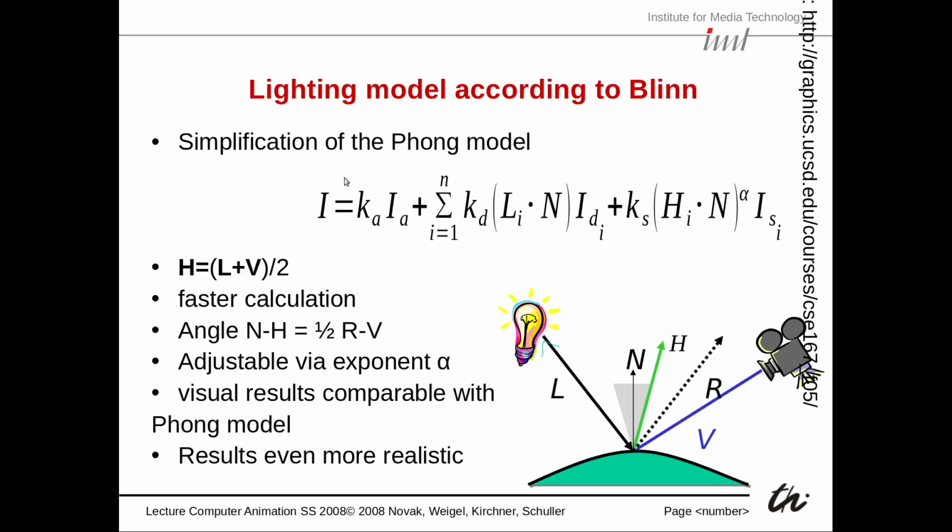Yeah, so here's an alternative lighting model according to Blinn. This is a simplification of the Phong model. You can see we still have those three parts. So it's actually quite similar, and the visual results are comparable with the Phong model. The results may be even more realistic.